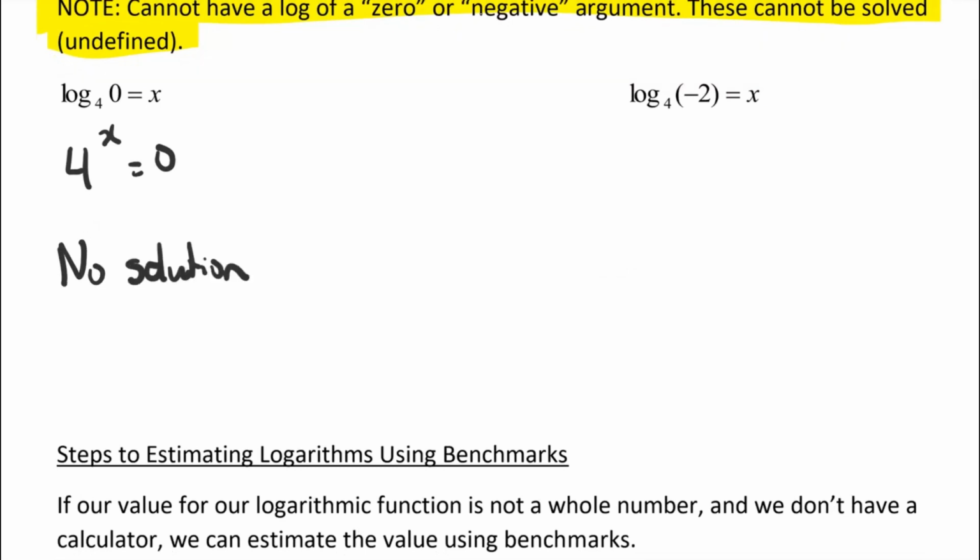And finally, the last one, we have log base 4 with the argument of negative 2 is equal to x. So if we rewrite that as an exponential function, we get 4 to the power of x is equal to negative 2.